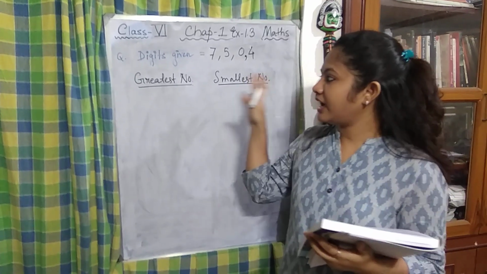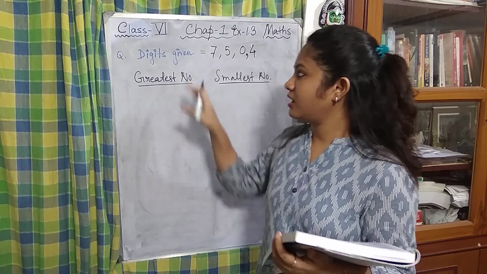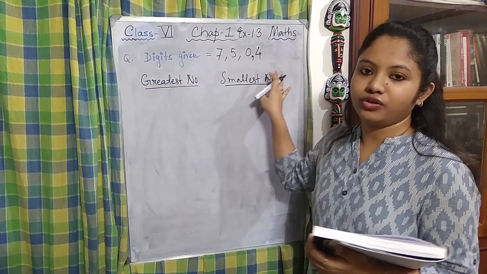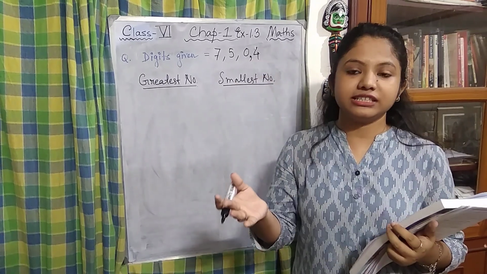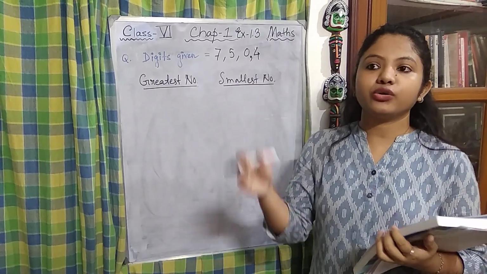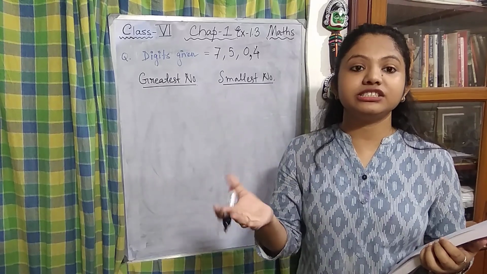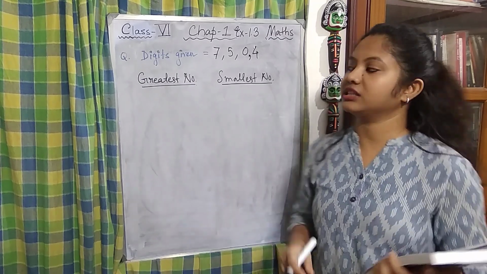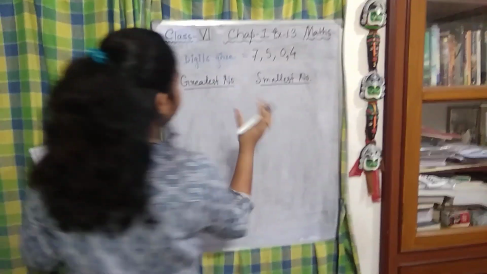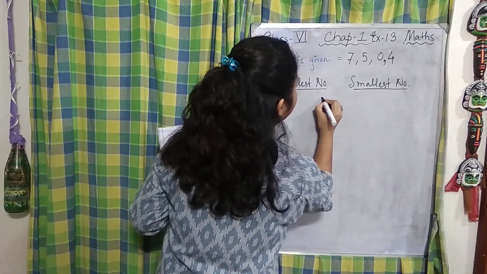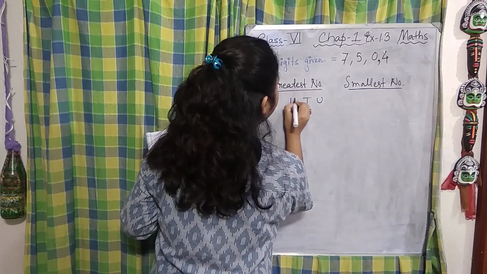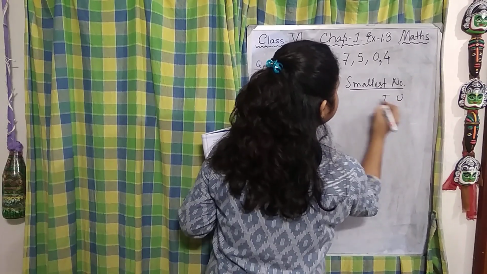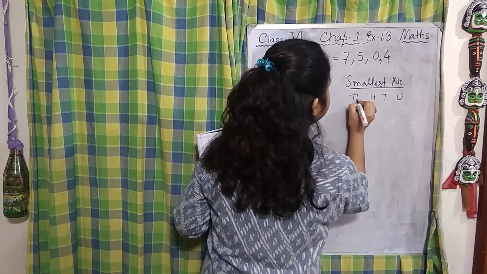Now see, I have taken another example, where I have changed the digits: 7504. We are going to see a new type of sum, where we make the greatest and smallest numbers. Greatest number, smallest number, we can say also. So we are going to make a 4-digit number. Okay, so unit, tens, hundred, thousand. Here it is also unit, tens, hundred and thousand.